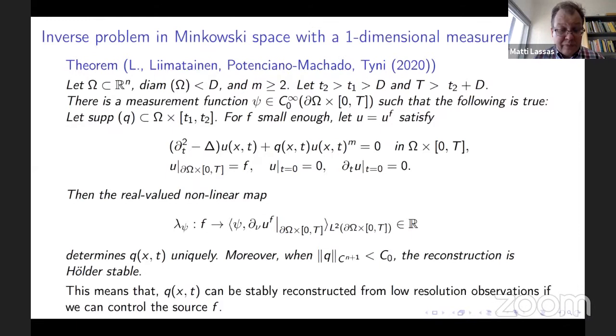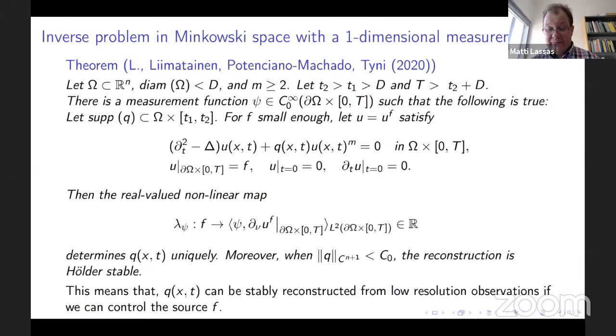We can consider the real-valued nonlinear map that maps this boundary source f of the Dirichlet boundary value to the inner product of the Neumann boundary value with one function psi. So this psi is like an instrument function, it models some instrument. So when we send waves with different values of f, then we have a simple instrument that only gives us one real number. So this measurement is very, very robust. It turns out that this determines the potential Q uniquely. Moreover, if we have a priori information that Q is a smooth function with bounded norm, so the C^(n+1) norm is bounded, then the reconstruction is Hölder stable. So a one-dimensional measurement is enough to reconstruct the potential Q, which basically means that we can use very, very low quality, poor resolution observation instruments if we can precisely control the source f.